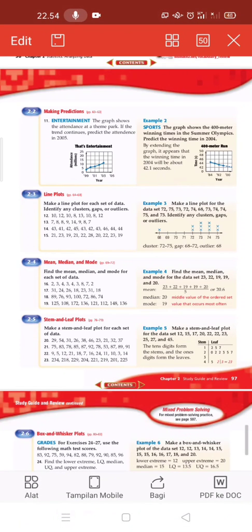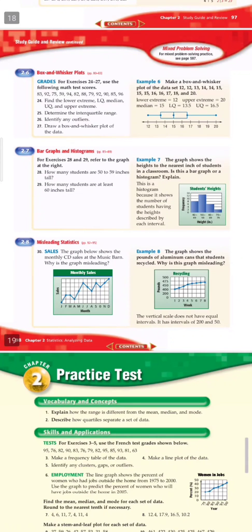Stem and leaf plot. Make a stem and leaf plot for each set of data. Example 5. Make a stem and leaf plot for the data set 12, 15, 17, 20, 22, 22, 23, 25, 27, and 45. The tens digits form the stem and the ones digits form the leaves.